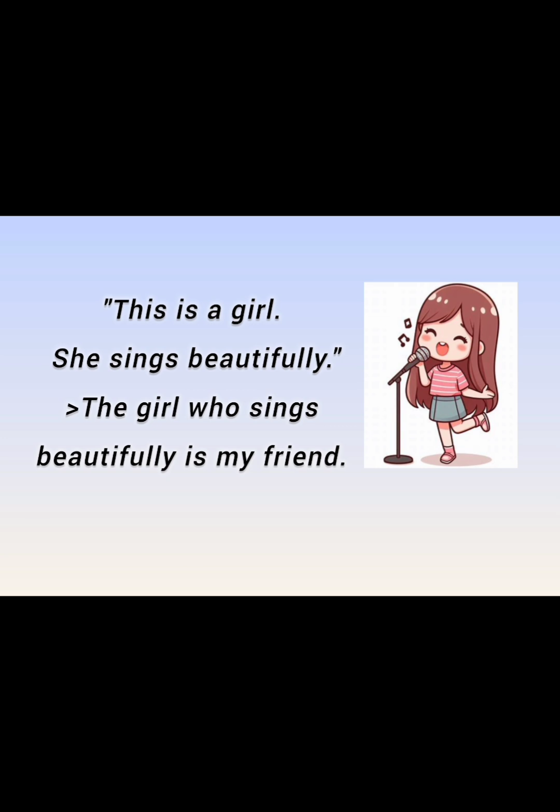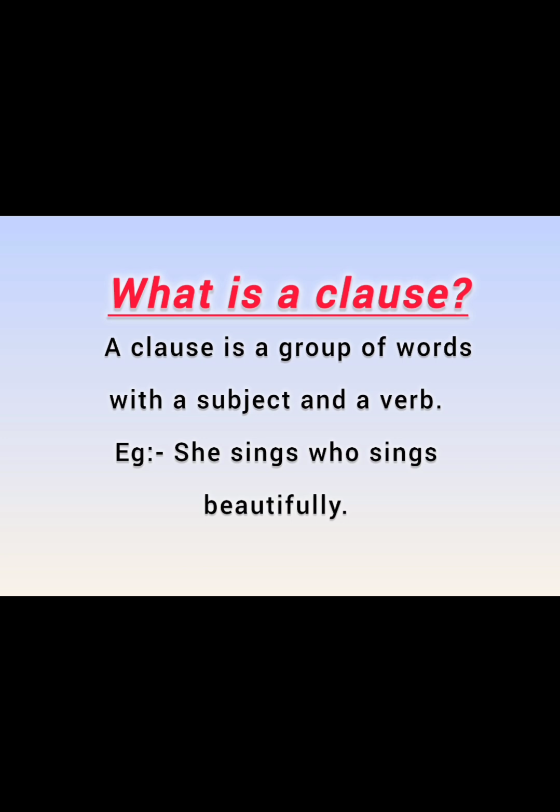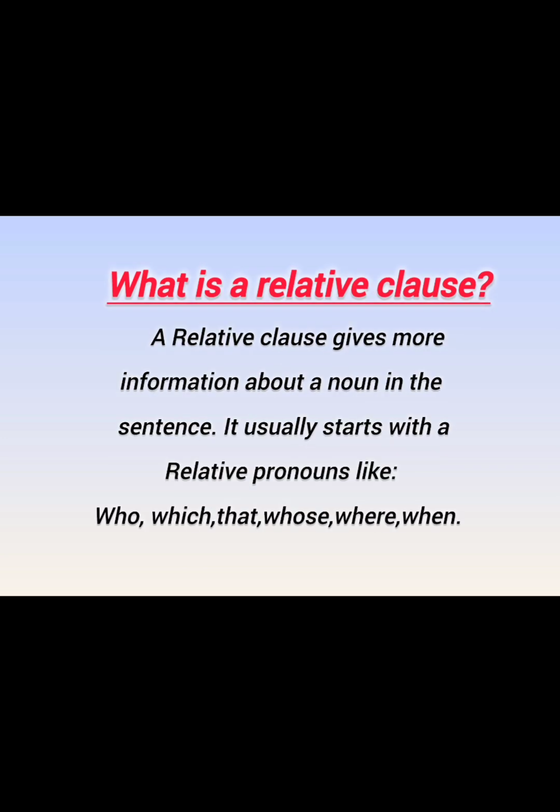We already studied relative clauses in the previous class. Let us go over the previous class session once more. What is a clause? A clause is a group of words with a subject and a verb. Example, she sings. Who sings beautifully? What is a relative clause? A relative clause gives more information about a noun in the sentence. It usually starts with a relative pronoun like who, which, that, whose, where, when.